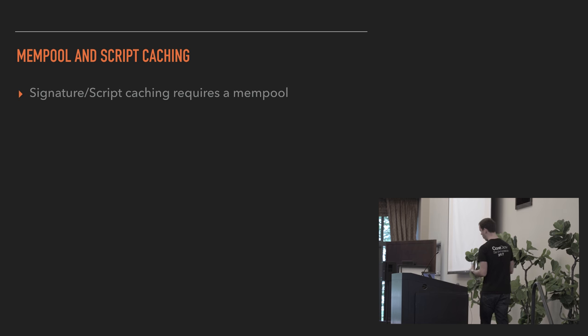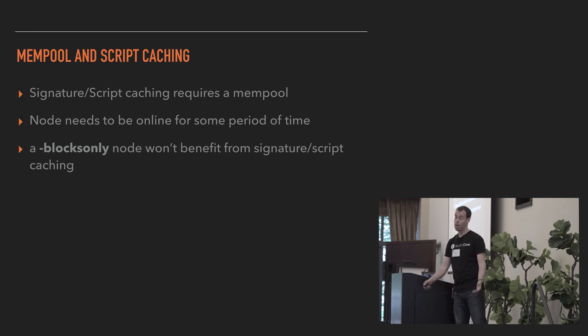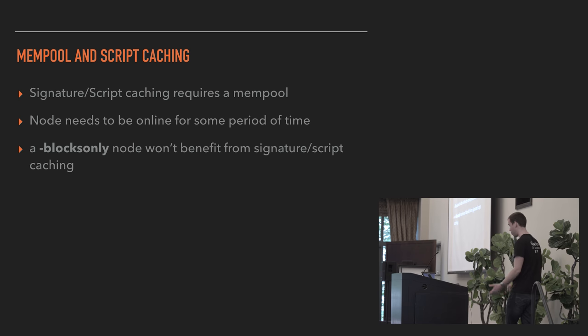Okay, so why am I talking about this now? Well, because obviously this requires a mempool, right? It requires that you've seen the transaction before you see the block. So that's how it links back into the mempool. And you'll know you get more benefit from this the longer you've been online. Obviously, as your cache fills up as you see more transactions, when you get a block, you would have seen a higher percentage of those transactions in the block. So the longer you're online, the better this cache will be functioning. And obviously, a blocks-only node will not benefit from this.